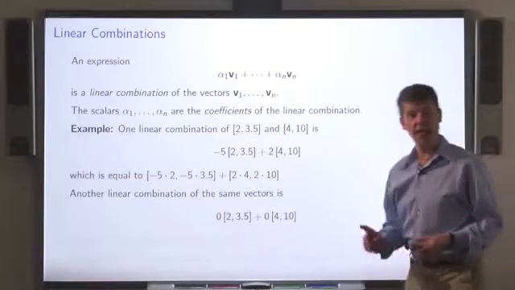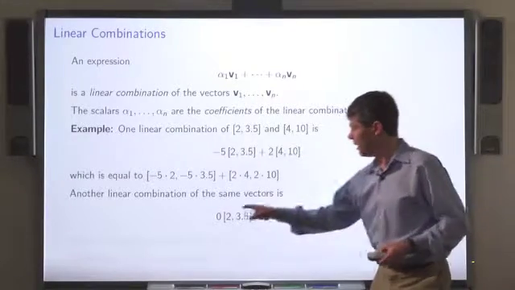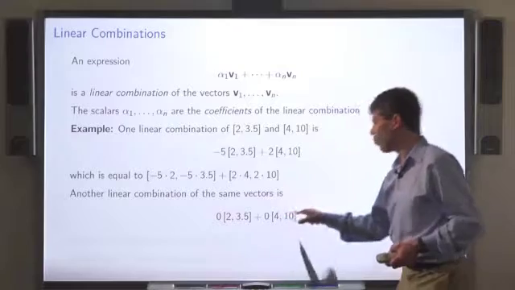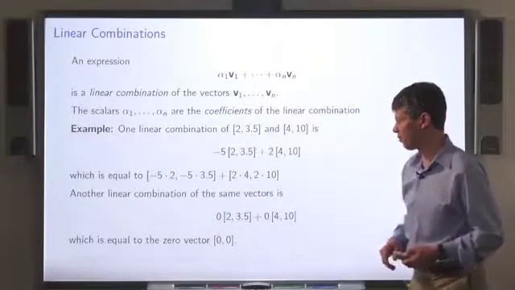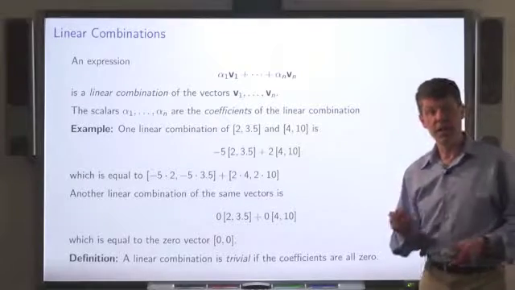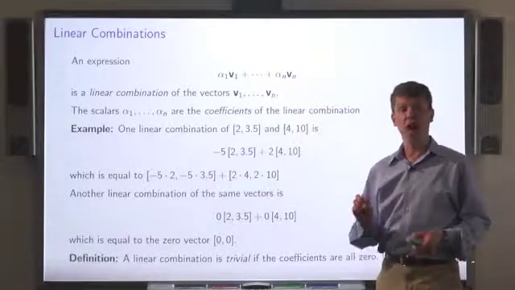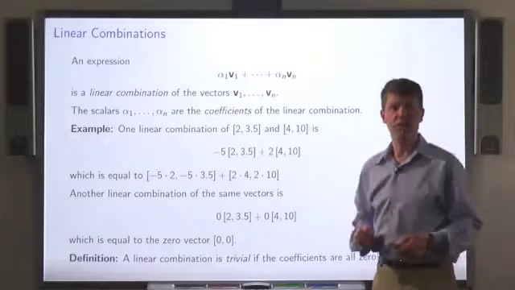Now, another linear combination of the same vectors is multiply the first one by 0, the second one by 0, add them up. And of course, you end up with the all zeros vector. A linear combination where all the coefficients are 0 is called the trivial linear combination.